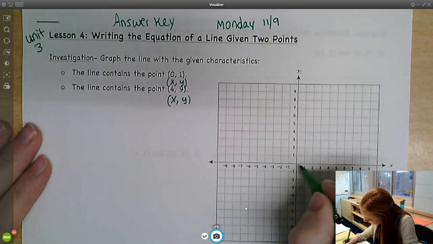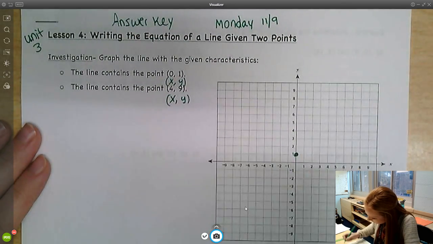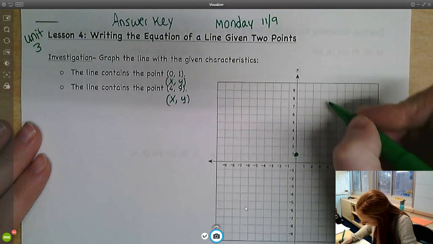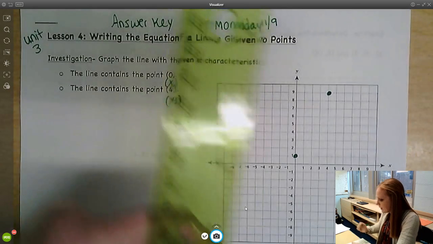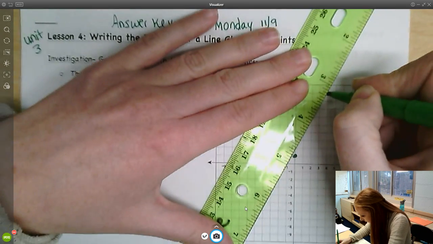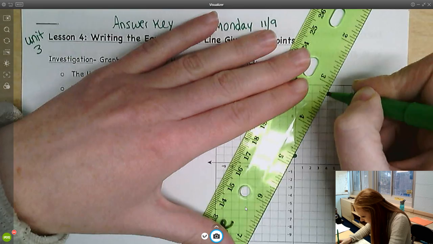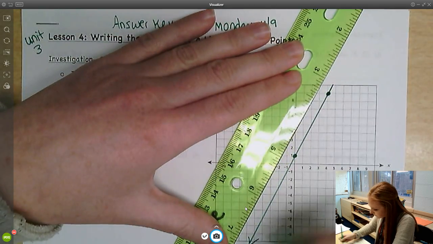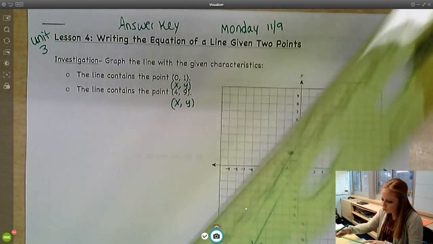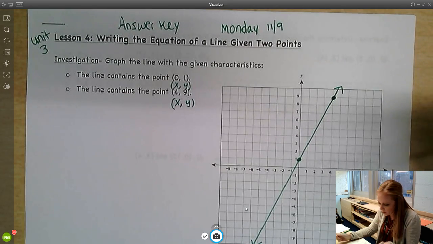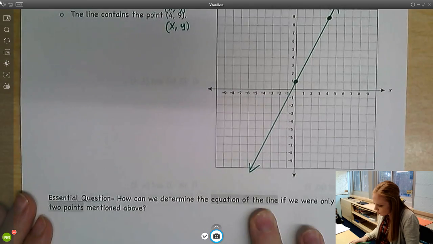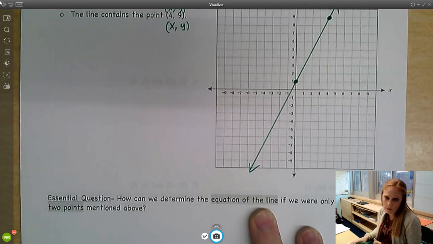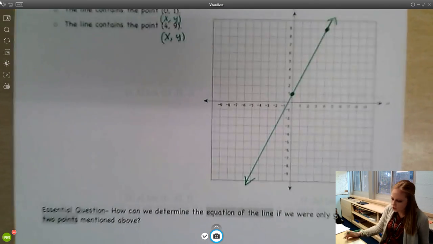So we're going to go to 0 on the x-axis, up to 1 on the y. 4, 9. 4 on the x, up to 9 on the y. All right, now I can connect them and have my line just like that. Now usually we would label it, but we don't know the linear equation. But how can we determine the equation of the line only given those 2 points? We want to label this. We need to know the equation of a line.